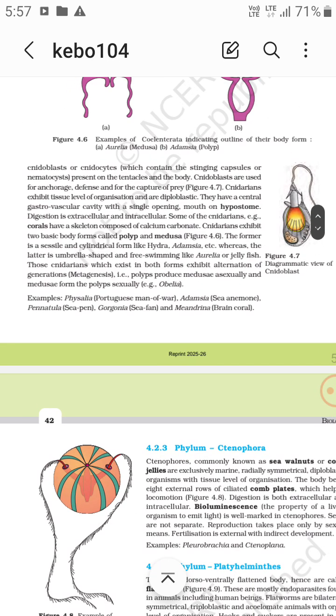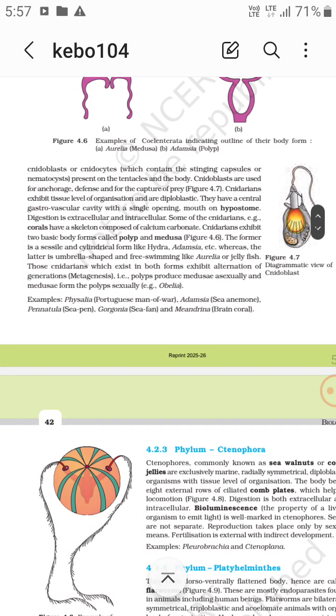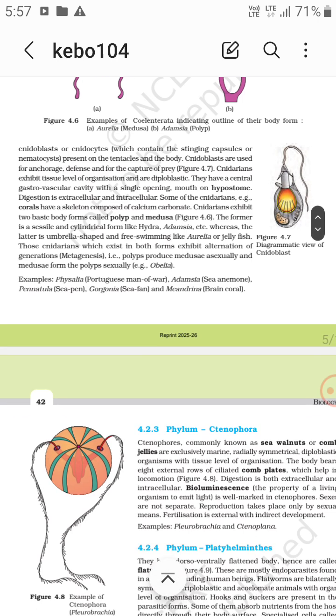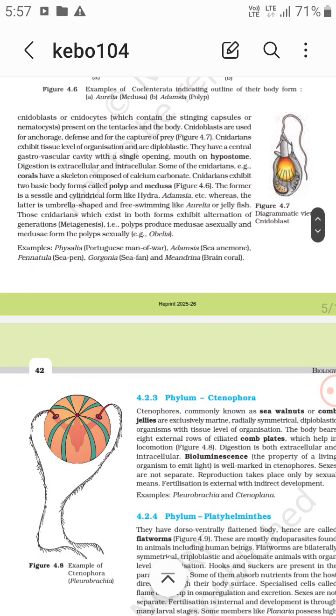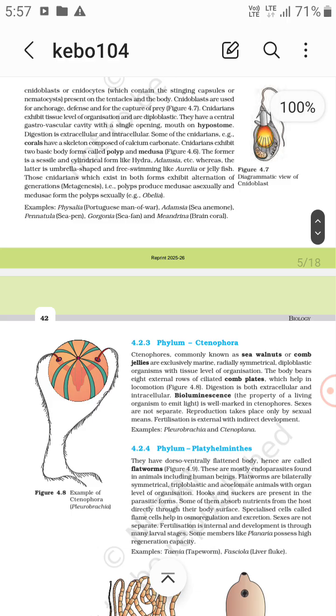Now the examples of Coelenterata: Physalia, that is Portuguese man of war; Adamsia, that is sea anemone; Pennatula, sea pen; Gorgonia, that is sea fan; Meandrina, that is brain coral.